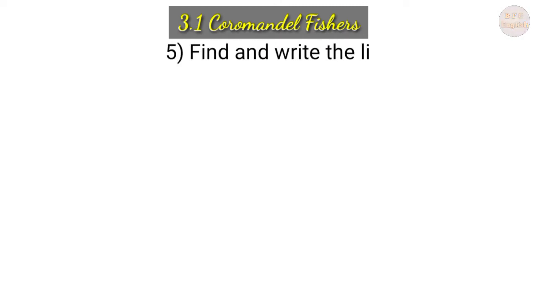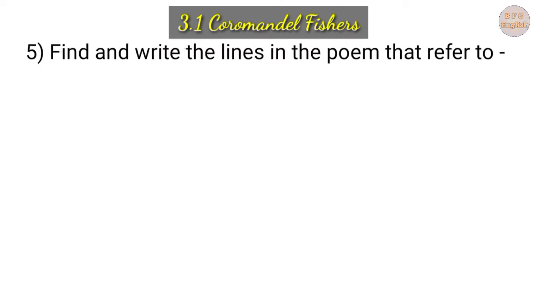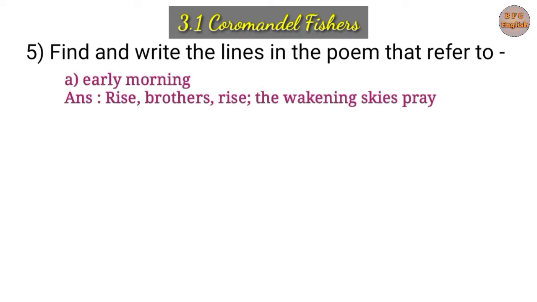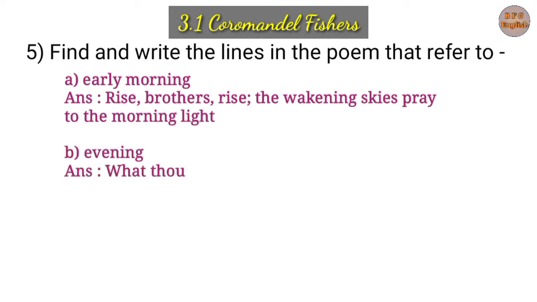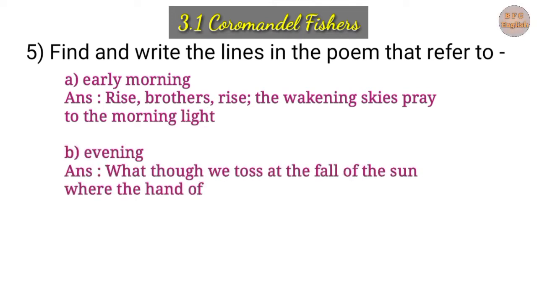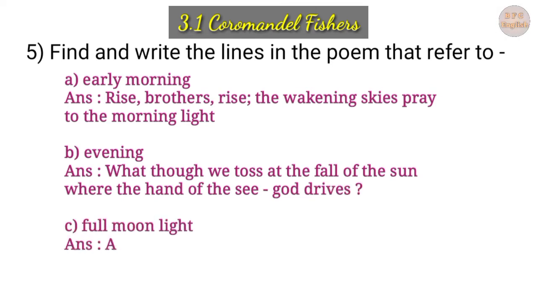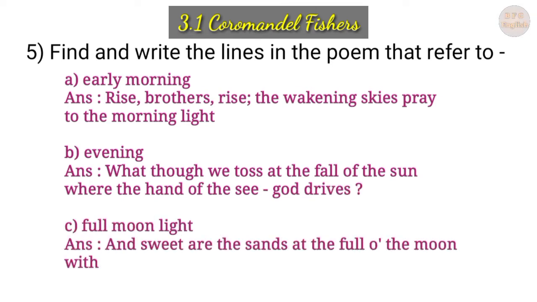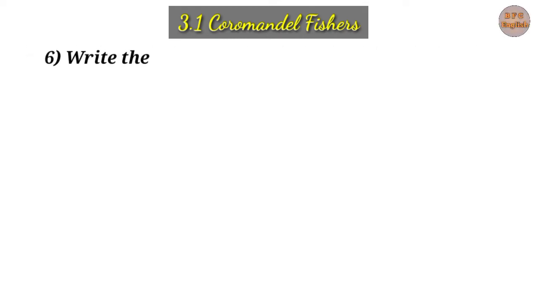Question number 5. Find and write the lines in the poem that refer to A. Early morning. Answer. Rise brother rise, the wakening skies pray to the morning light. 2. Evening. That though we toss at the fall of the sun, where the hand of the sea god drives. C. Full moonlight. Answer. And sweet are the sands at the full o' the moon with the sound of the voices we love.